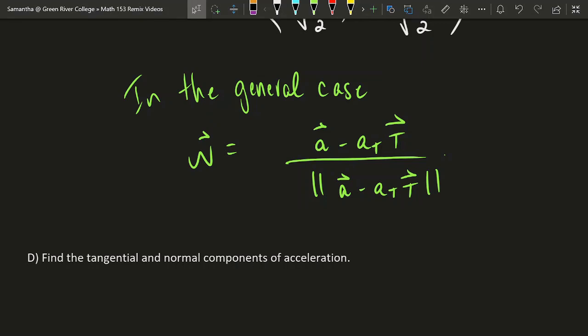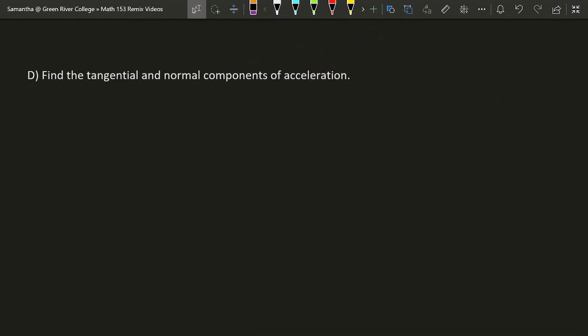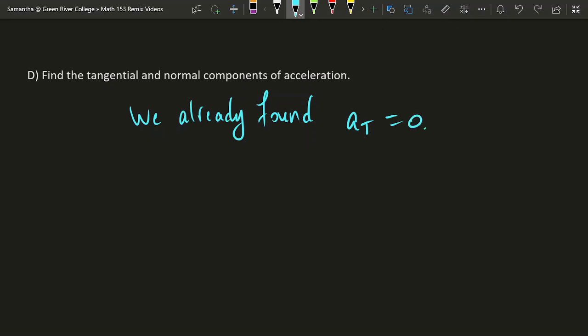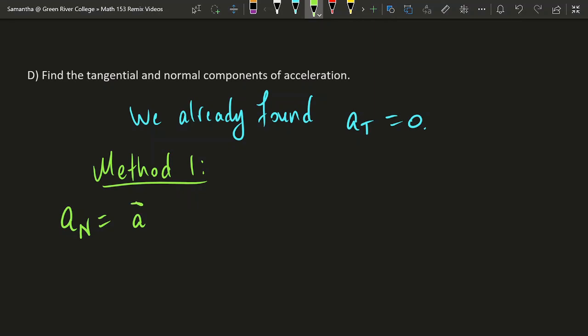Okay. Finally, find the tangential and normal components of acceleration. We have already found that a sub t was equal to 0, so all that remains is to find a sub n. At this point, there are a couple of different ways to go about this. Method number 1 is to use a similar approach to the one that we used to find the tangential component, and that's to take the dot product of the acceleration vector with the normal vector.